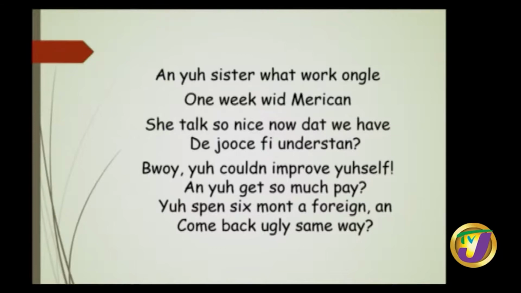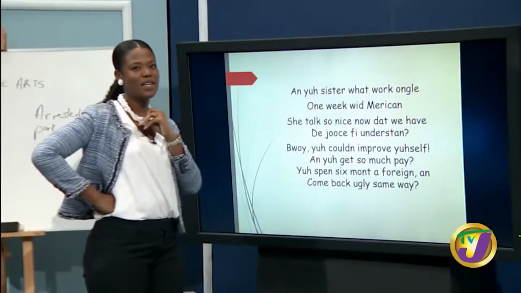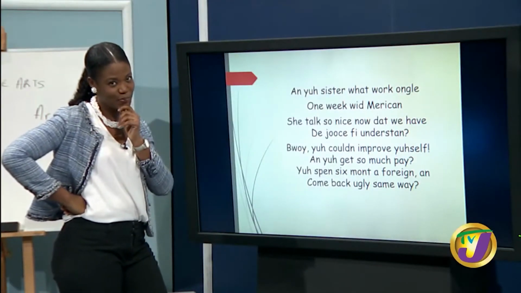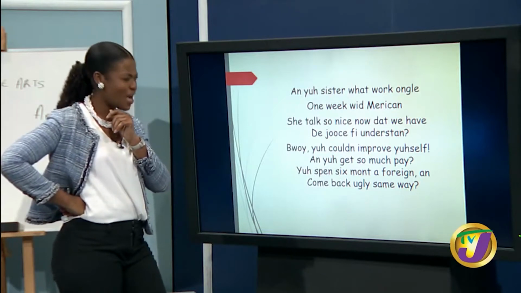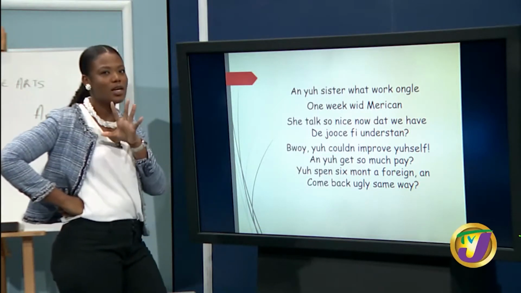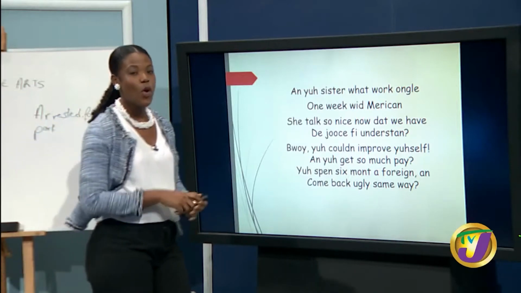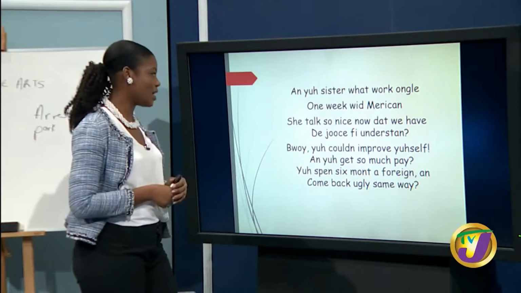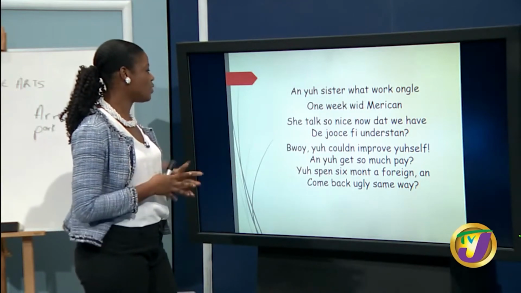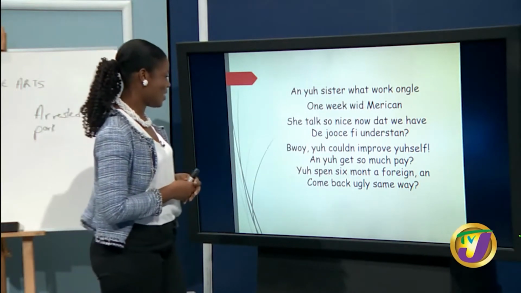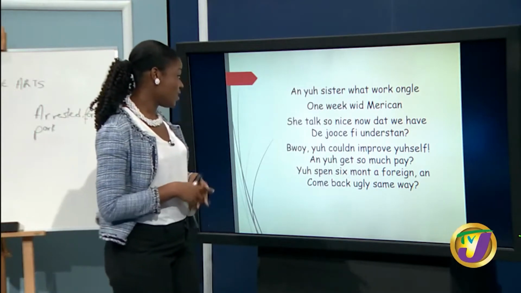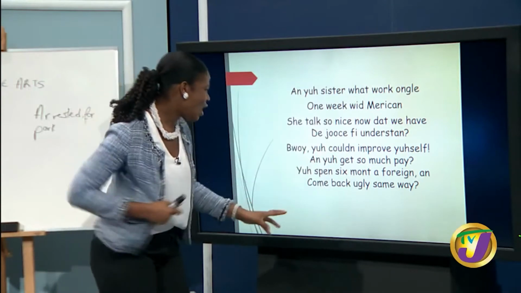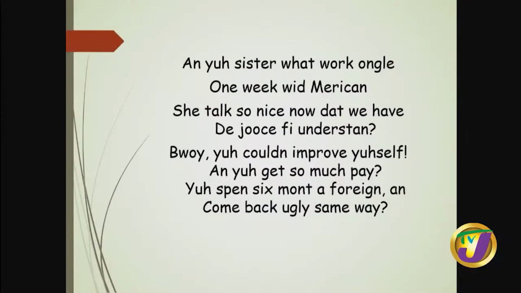When you're talking about the monetary things now, what aspect of the character are we trying to figure out? Tell me. Yes, absolutely. We're talking about the status, you know, whether the person is rich or poor, upper class, middle class, or lower class. So we would zoom in on that area. Boy, you couldn't improve yourself and you get so much pay. You go to America and spend 6 months there and come back ugly same way.